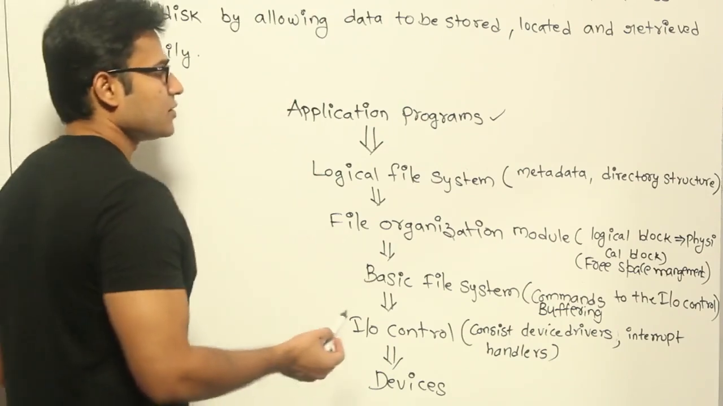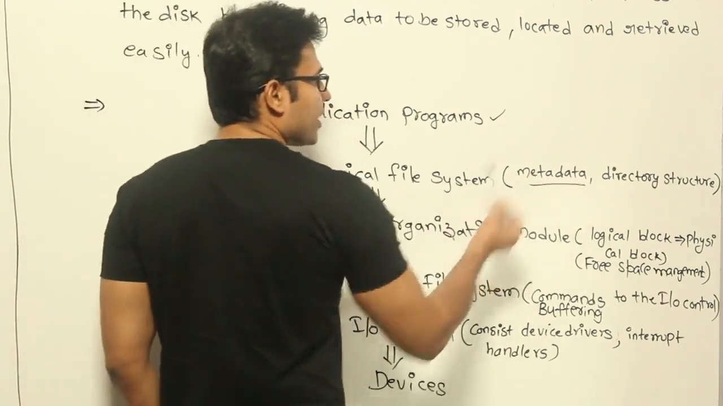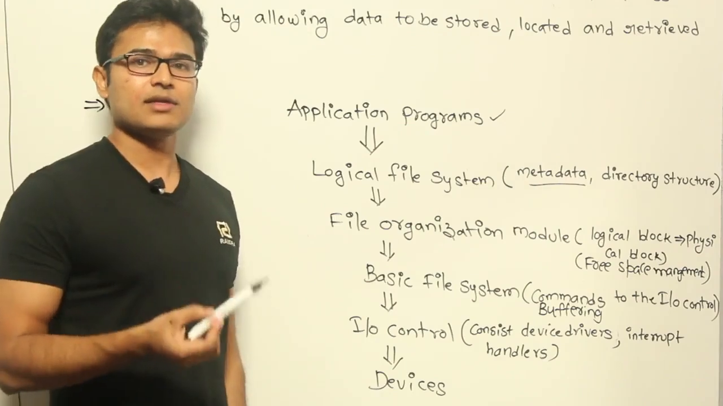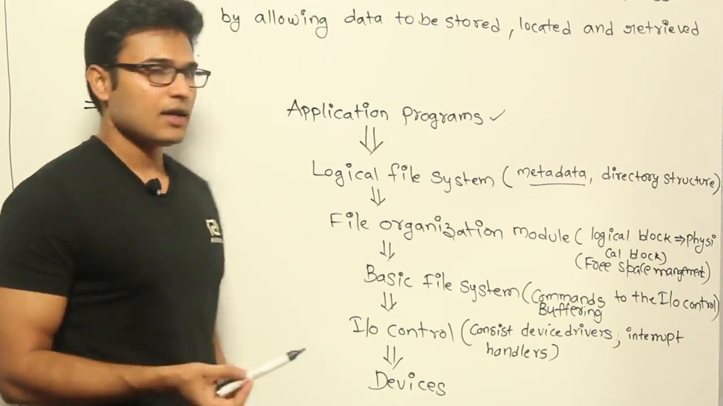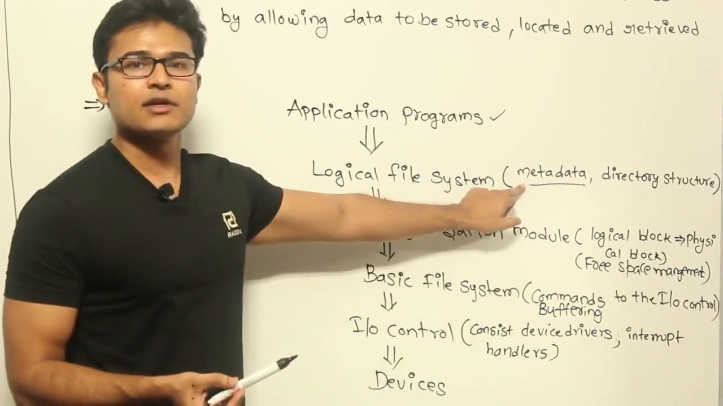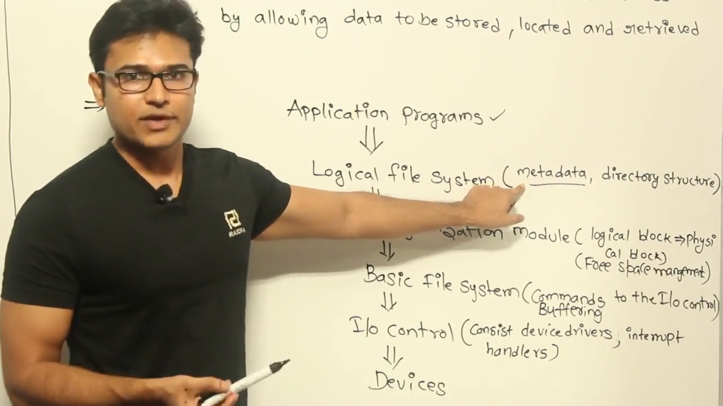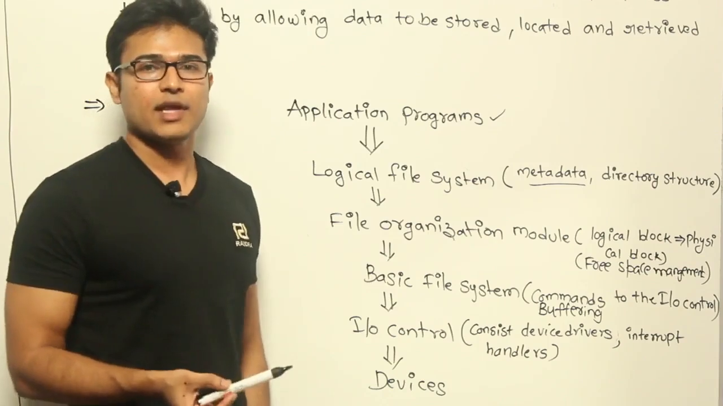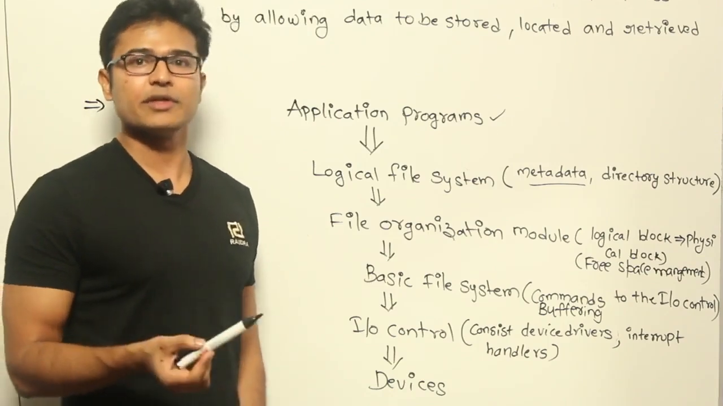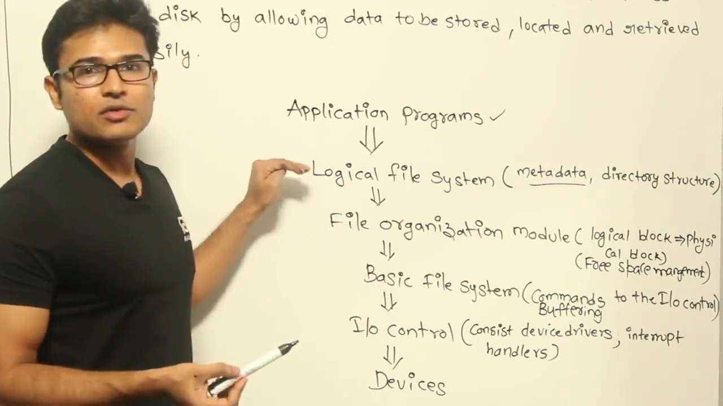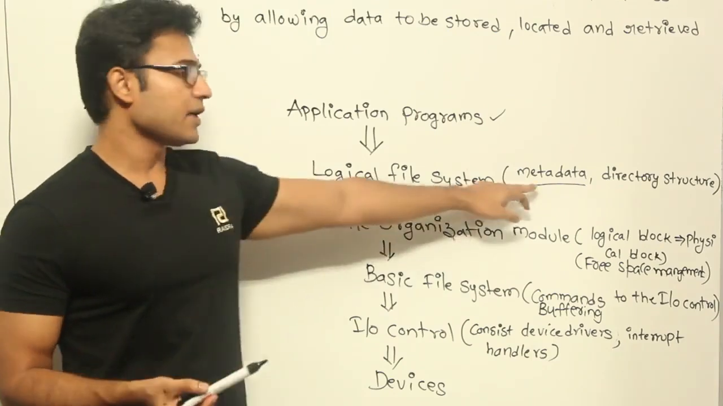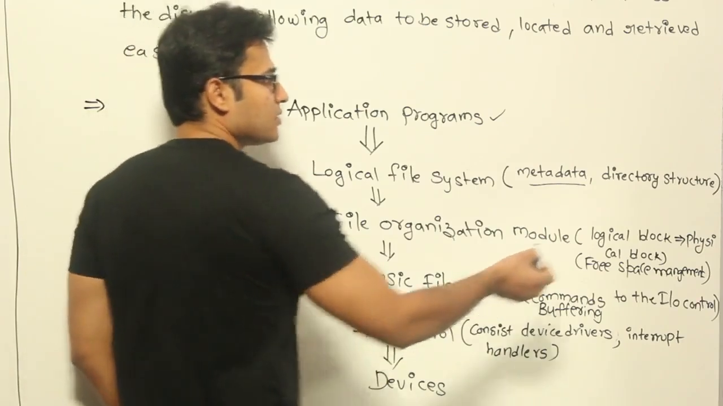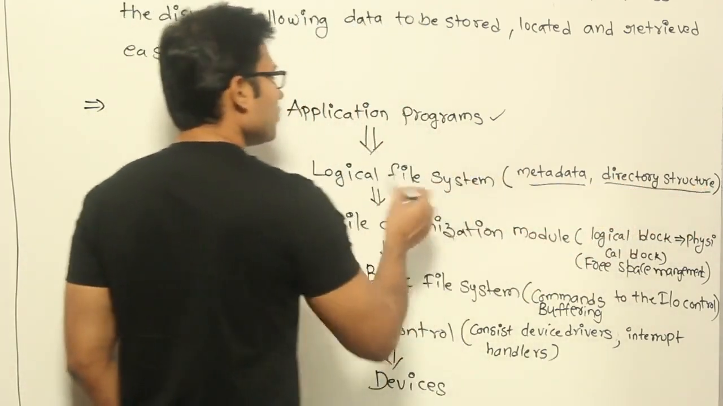Now the logical file system is going to have the metadata. Metadata means data about the data. The file already contains the data, and if you maintain data about the file, that is called metadata, like who is the owner, when it was created, and what the permissions on the file are. Let us say some user is trying to execute a file, and he does not have the execute permission on that file, then at this level we are going to give an error saying that you don't have the permission to retrieve or execute the file. Got it? And the directory structure is also going to be managed by the logical file system.